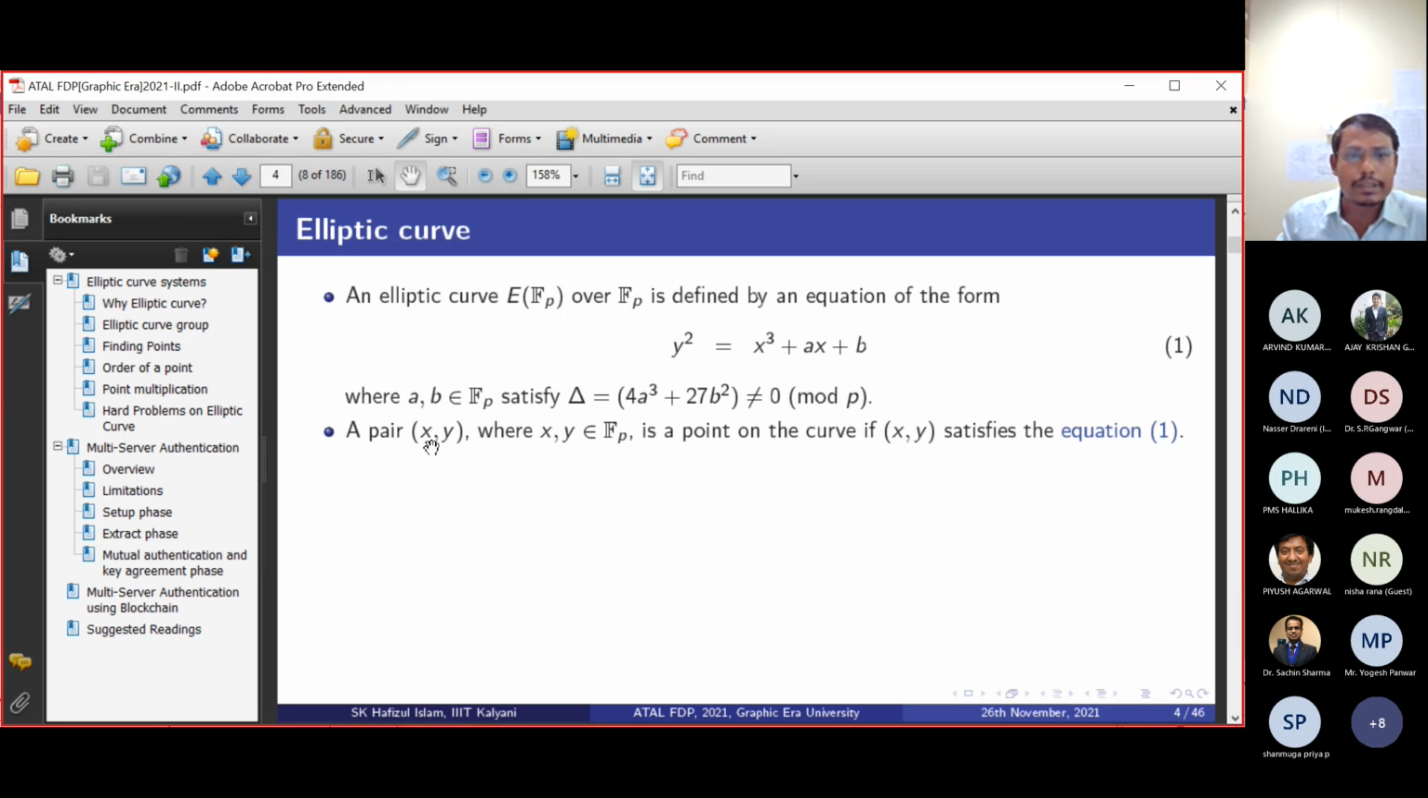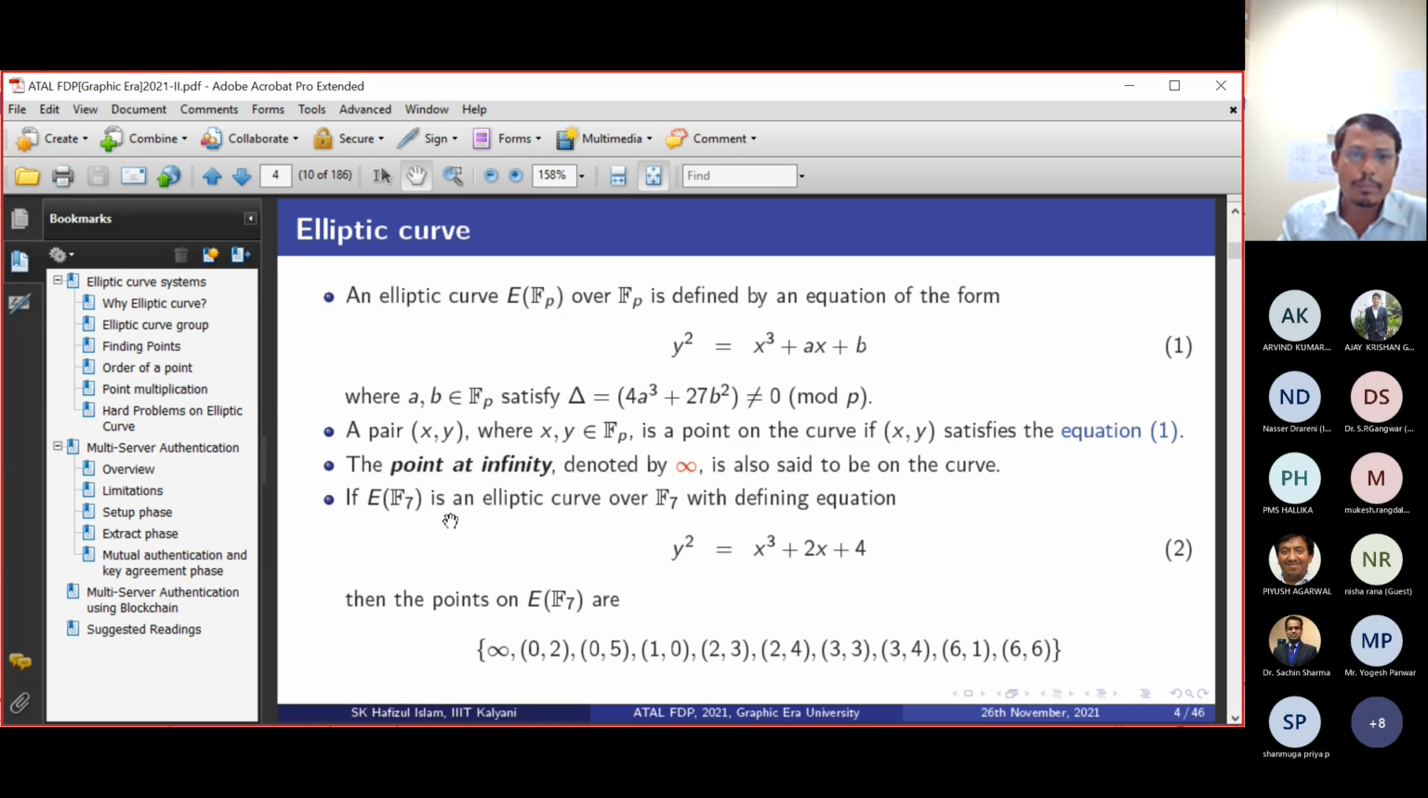So if we solve it, we'll get a set of pairs x comma y, which belong to F of p, the field of prime numbers, and satisfy the equation. Together with these, we define a special point denoted as infinity, called the point at infinity. I'll tell you its geometrical as well as algebraic significance. It is not actually a point on this curve, but it is included so that the set of points becomes an additive group. Without this, the set of points cannot be a group.